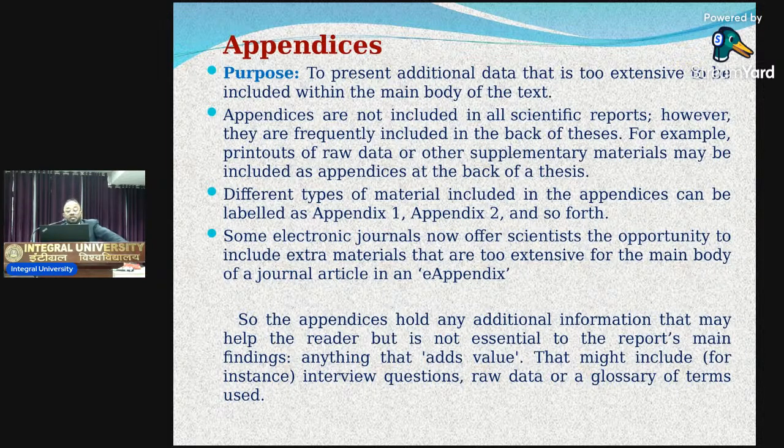Some electronic journals now offer scientists the opportunity to include extra materials that are too extensive to be put in the main body of the journal or the main body of your report. So the appendices hold any additional information that may be put in the thesis or required to be mentioned as per the researcher's choice. That might include, for instance, interview questions, raw data, or any other thing you would like to mention here.